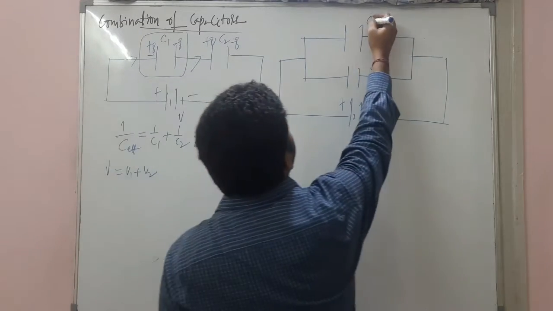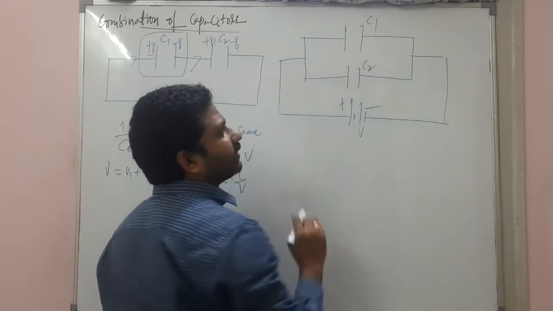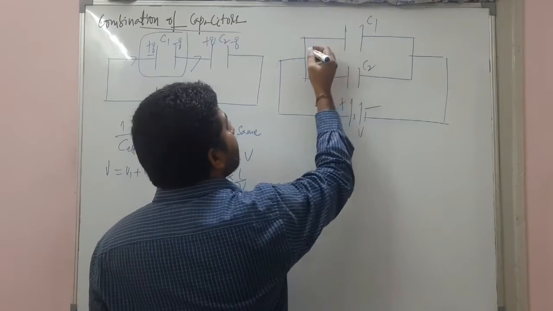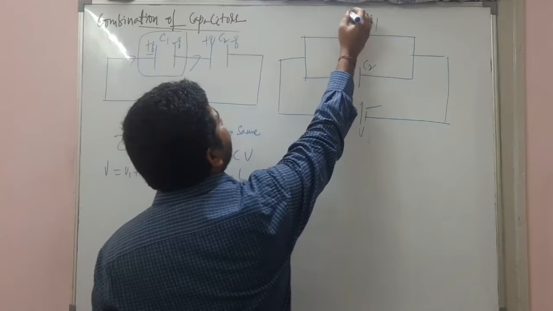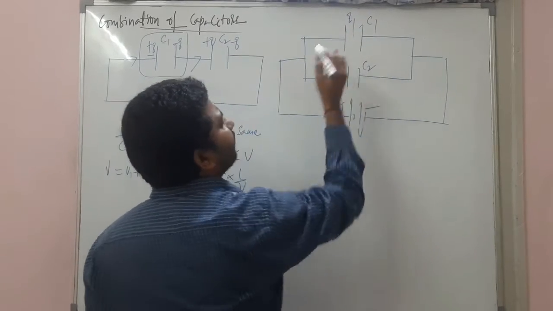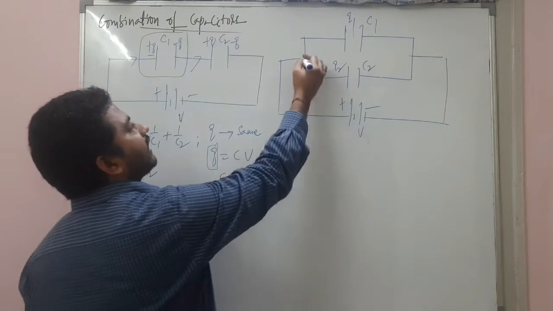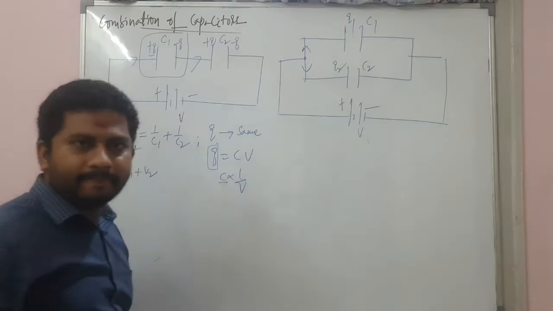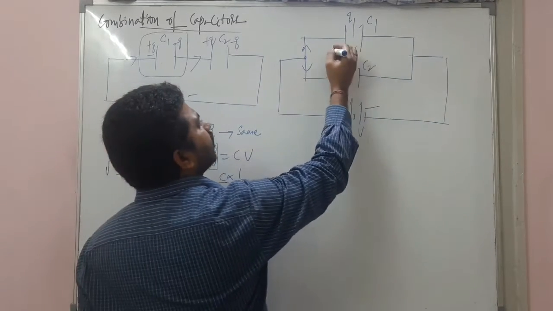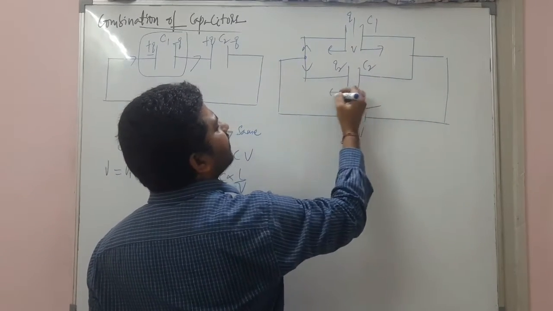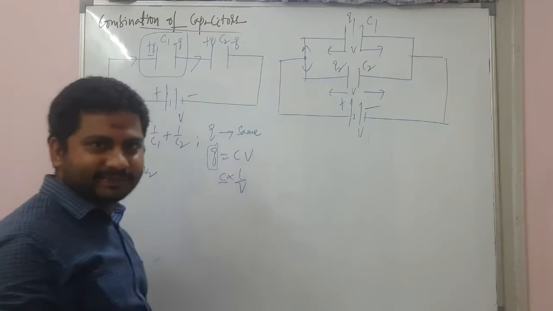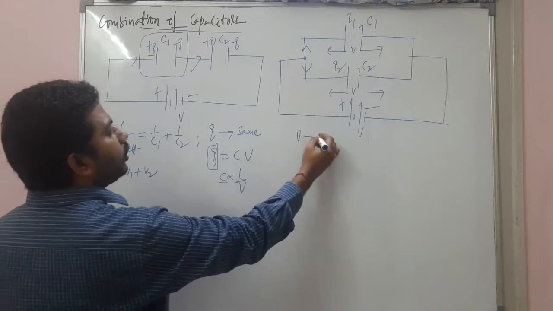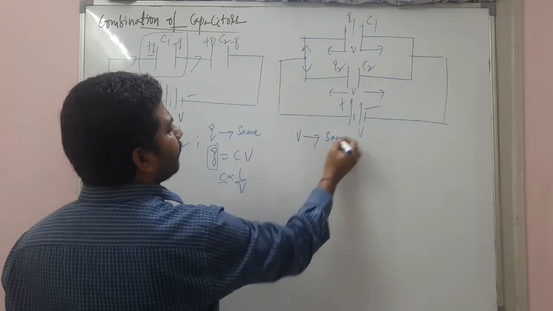So this is the C1 and this is C2 here. Similar concept here. Now the amount of charges stored is different because the path of the current is different here. But the potential across this and the potential across this is the same, like resistors, right? So V is same.